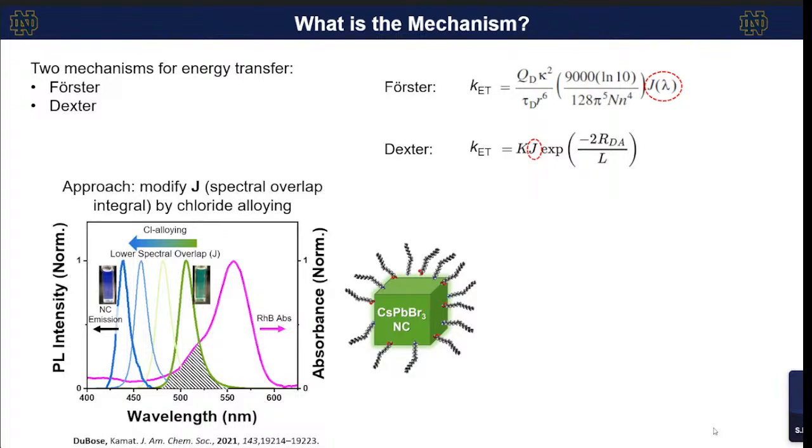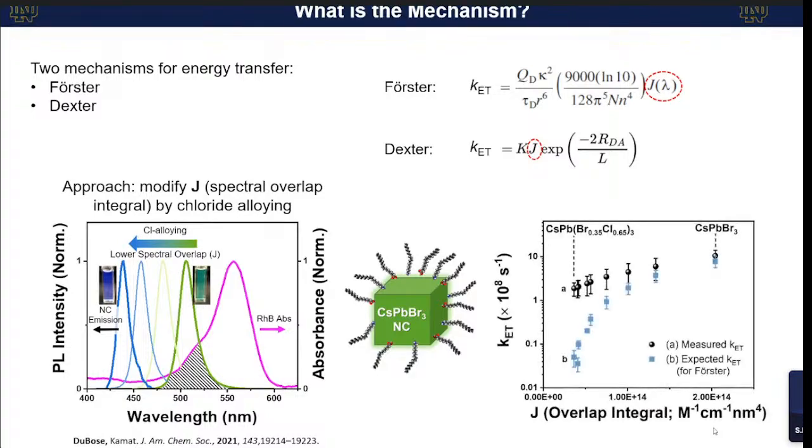As I mentioned earlier, if you add a little bit of chloride, you can shift this band further down into higher energy, making this overlap less. So if it is a completely Förster type, without any overlap, you should not see any energy transfer. So this is what we thought.